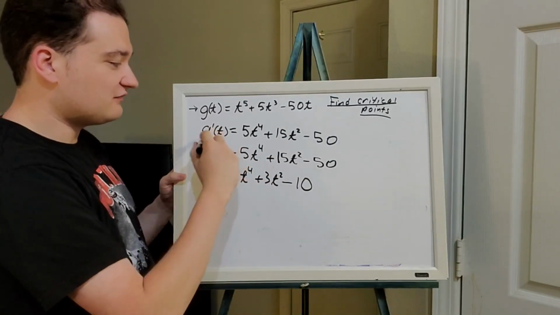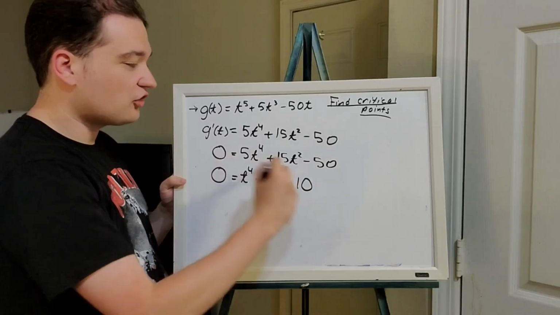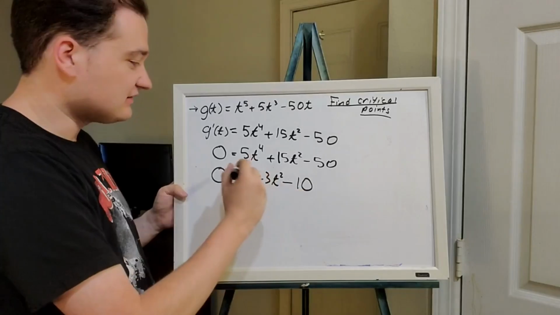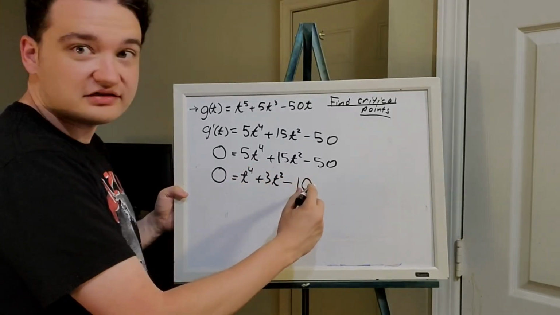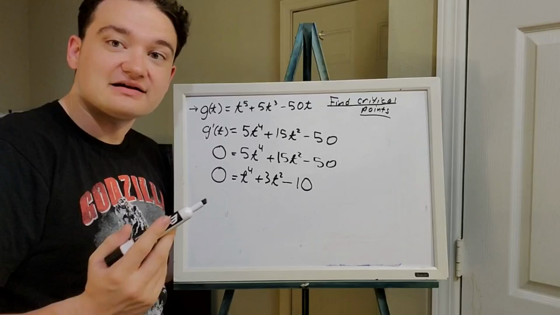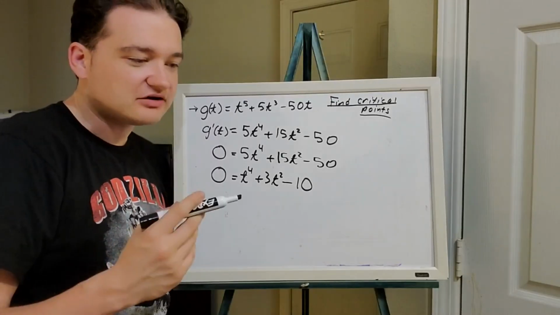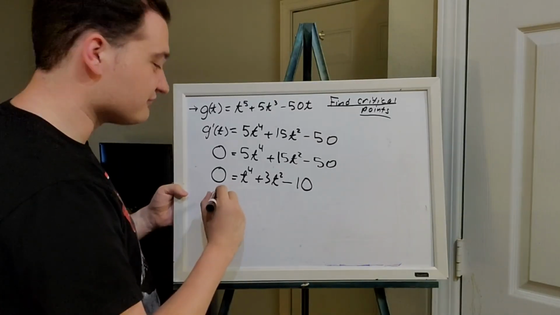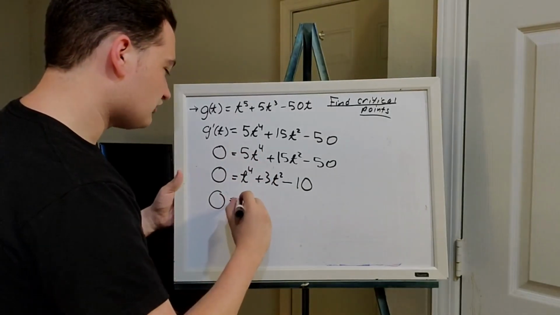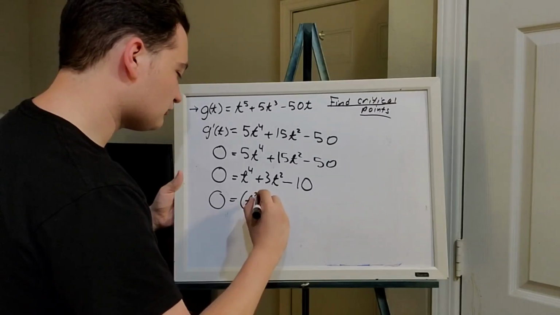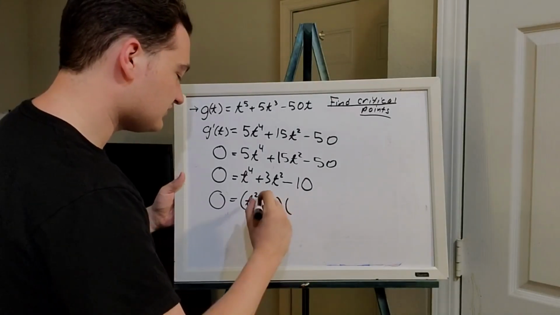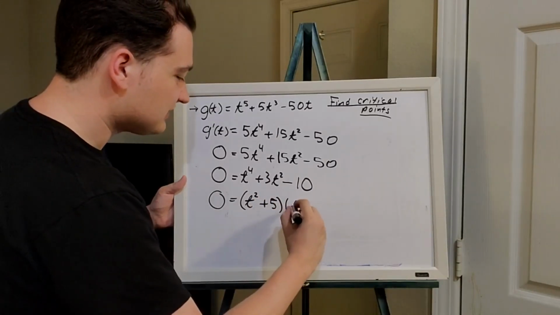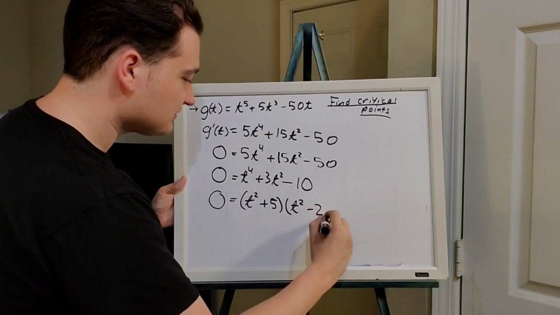We're going to set the derivative equal to 0, and we're going to solve for t. We're dividing by 5, and that gives us this. This t to the 4th, t squared, is basically a quadratic form. Let me show you what I mean by that. If we can factor this, it's t squared times t squared plus 5 times t squared minus 2.